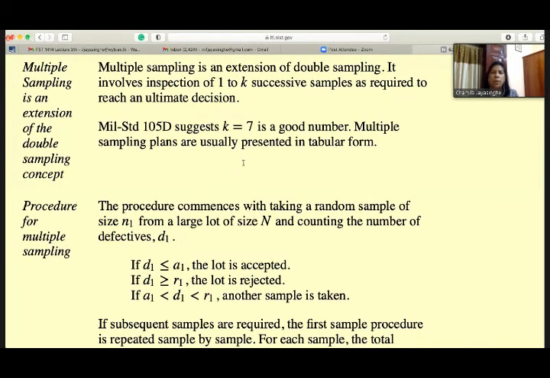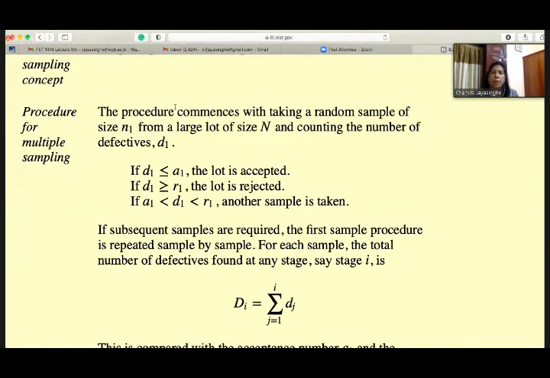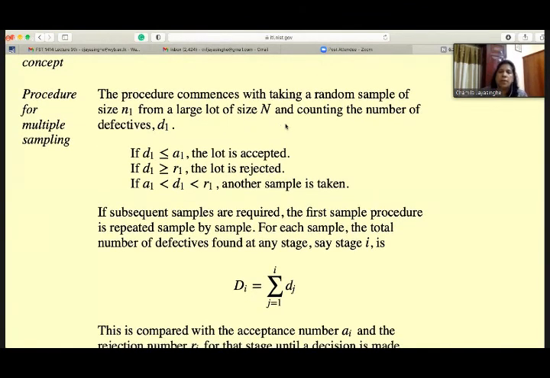Now the procedure commences with taking a random sample of size n1 from a large lot of size n and counting the number of defectives d1. Here, if d1 is less than a1, the lot is accepted. If d1 is greater than rejection, the lot is rejected. In between, d1 is lesser than a1 and greater than this one, right?